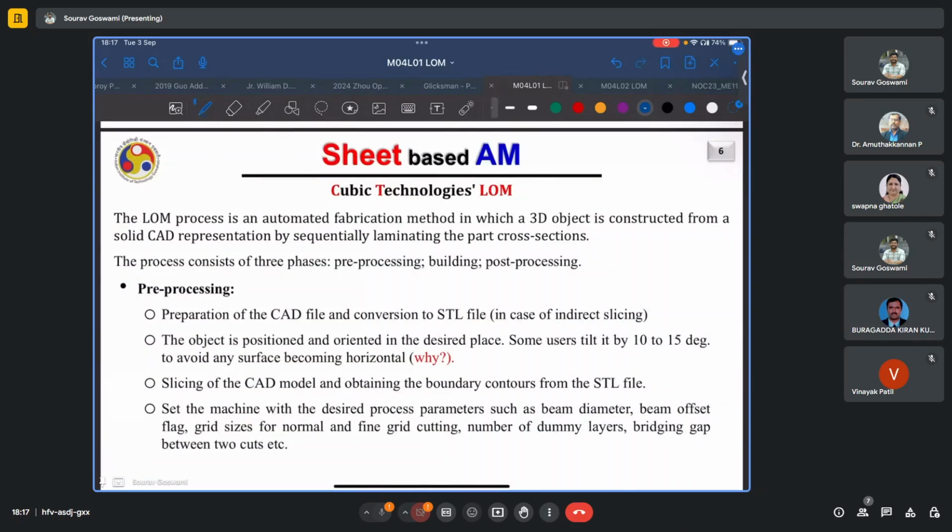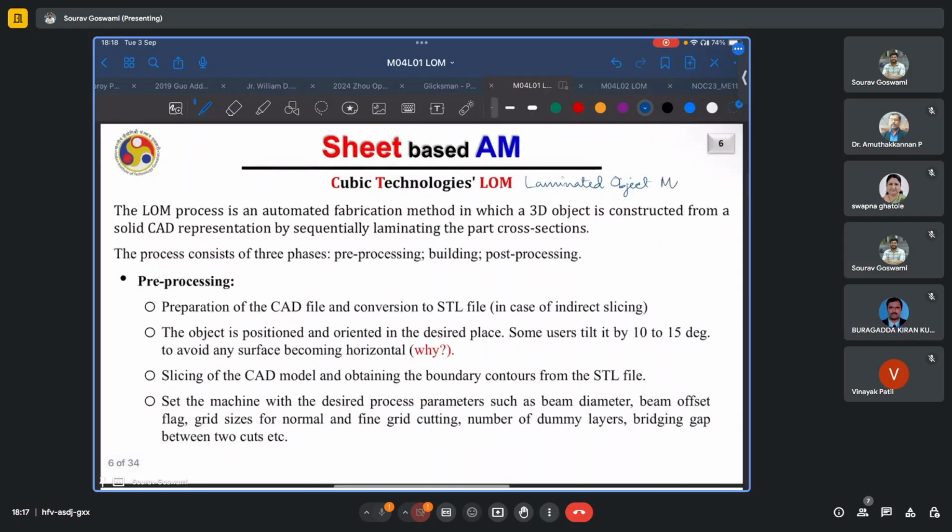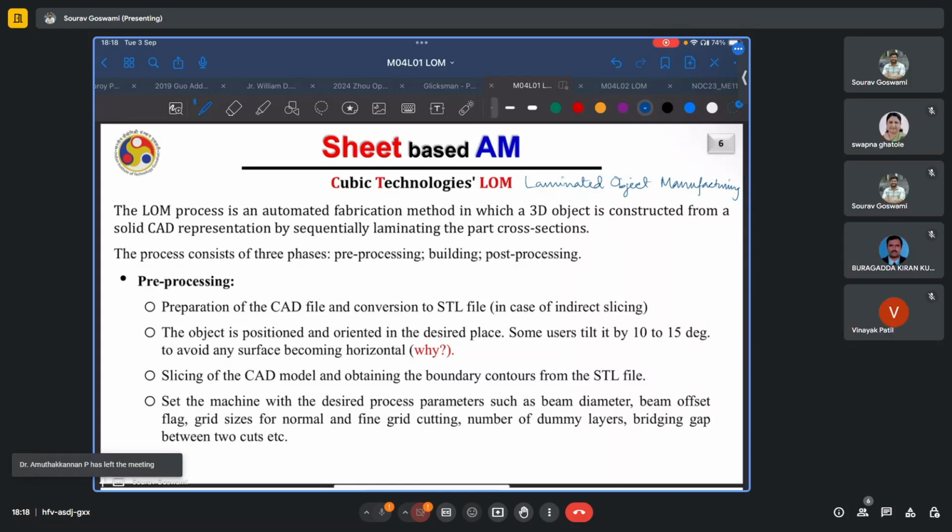So laminated object manufacturing, I'll just write it here. Often this is also one of the terms which is commonly used in the general context of any sheet-based additive manufacturing process. It is an automated fabrication method in which 3D objects are constructed from a solid CAD representation by sequentially laminating the part cross section. So, a general additive manufacturing definition. And it has your regular three phases: pre-processing, the build process, and post-processing. Again, just like any other AM process, we'll start from the CAD file, convert it to STL if we are resorting to indirect slicing. If we resort to direct slicing, this intermediate conversion step is omitted.